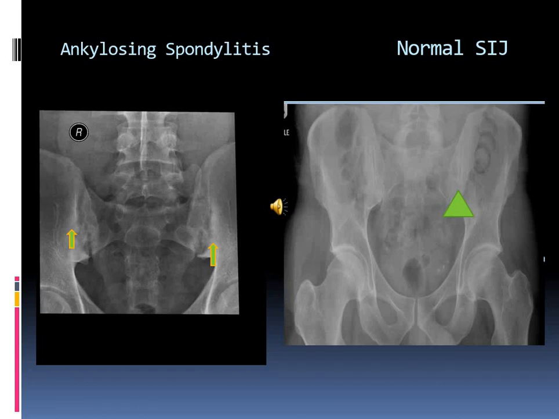While in ankylosing spondylitis there will be early changes in the form of bone density changes like sclerosis. So on the image on the left side, which is ankylosing spondylitis, we can see the sclerosis on both sides of the iliac bone, and the sacroiliac joint is not so clear, and this represents changes of sacroiliitis.